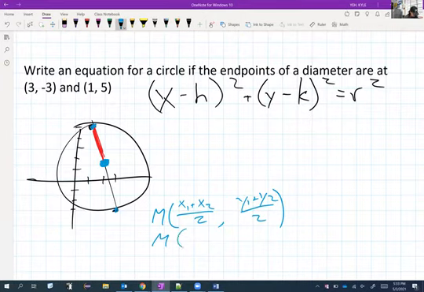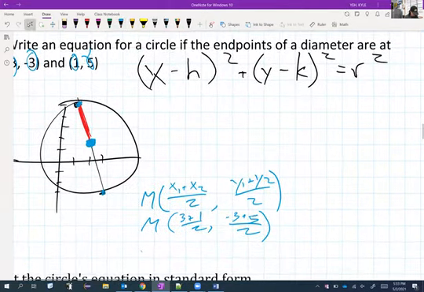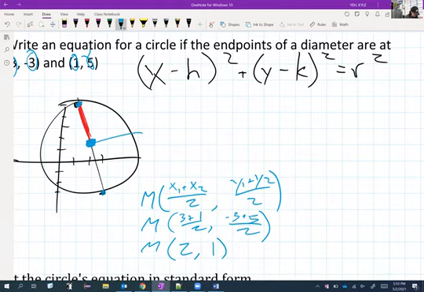So in our case, that would be 3 plus 1 over 2. Again, grabbing those x coordinates from my 2 points. And then -3 plus 5 over 2, grabbing my 2 y coordinates and averaging them. 4 over 2 is just 2. -3 plus 5 is 2, over 2 is 1. The center of my circle is at 2, 1. So by averaging those x values and those y values, we will find the midpoint.